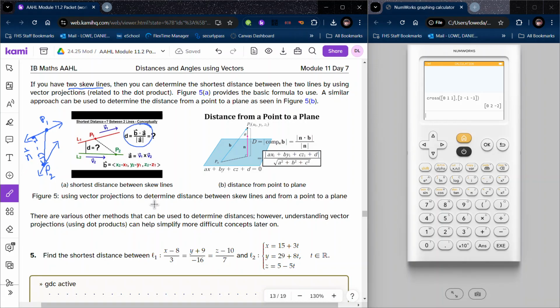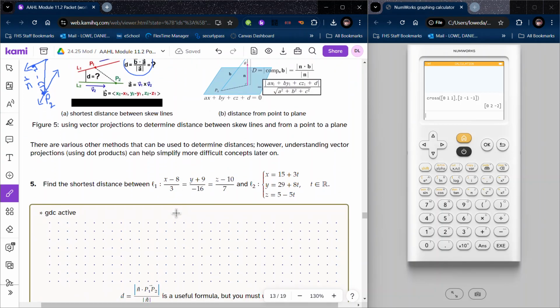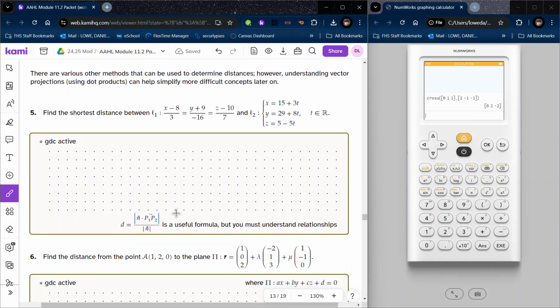And this formula is our basic formula to use to find the distance between two skew lines. There are other methods that can be used. However, understanding these vector projections and using dot products can help simplify the more difficult concepts later on. So let's have a closer look at how this is going to apply.